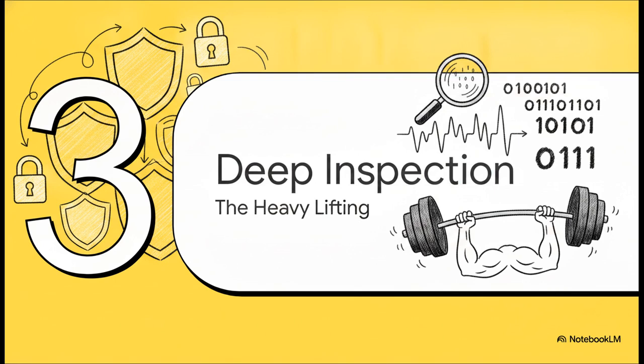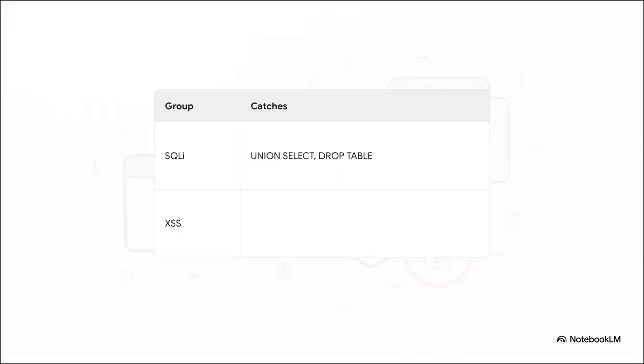Section 3. Deep inspection and signatures. The heavy lifting. Okay, so if a request passes those fast outer defenses, it enters the classic WAF layer. This is where the heavy lifting really happens through deep packet and payload inspection. This is the computationally expensive part where precise regex patterns and heuristics catch those deep payload attacks. For SQL injection, it's looking for patterns like union select or drop table.